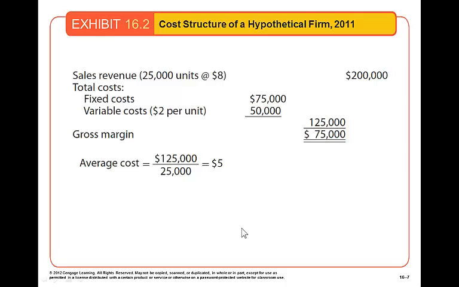Here's a cost structure of a hypothetical firm in 2011. Sales revenue was 25,000 units at $8, or $200,000. Their fixed costs were $75,000. Variable costs were $50,000. The gross margin was $75,000. And so their average cost becomes the $125,000 total cost divided by the 25,000 units, or $5. And you can see here that this company more than likely made a profit on this sales volume.